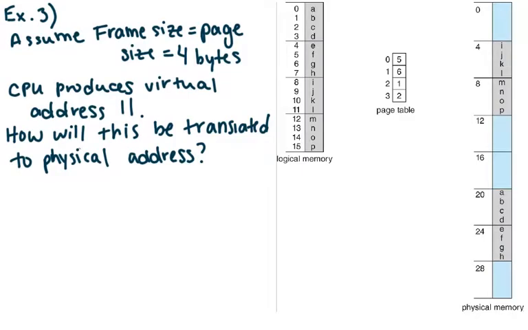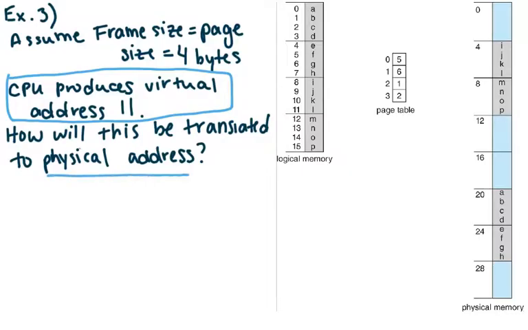So we have the same image here, same positions of everything. Now we assume that the CPU produces a virtual address of 11. Now we need to see how this will be translated into a physical address. So this is 11 here. We want to know which number from 0 through 31 is equivalent to 11.